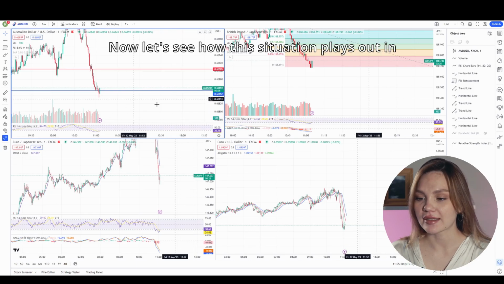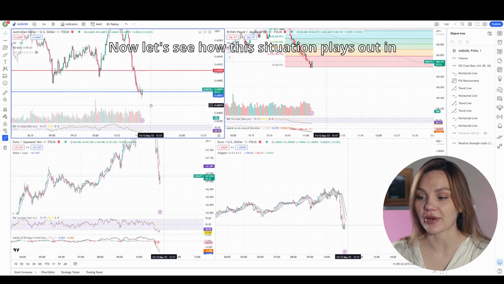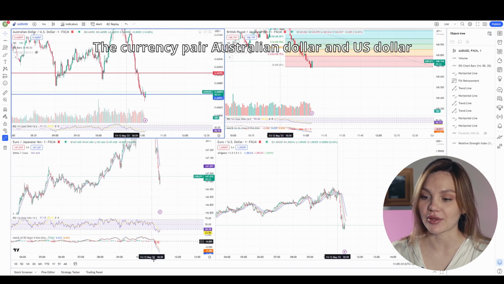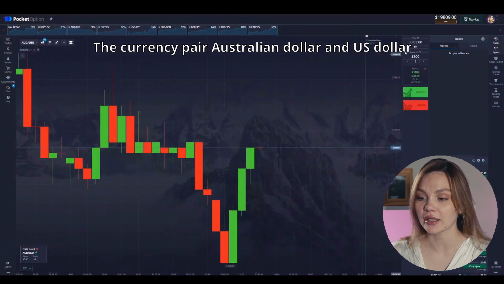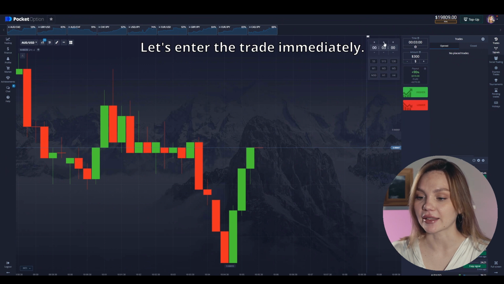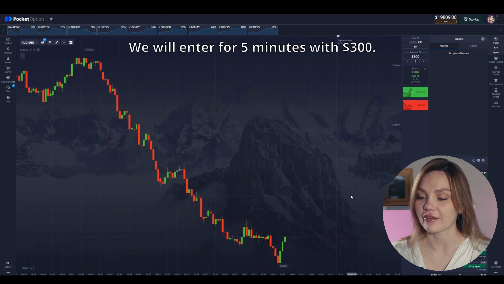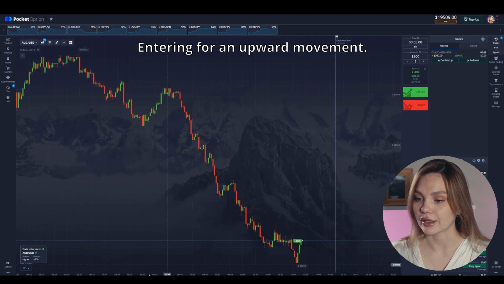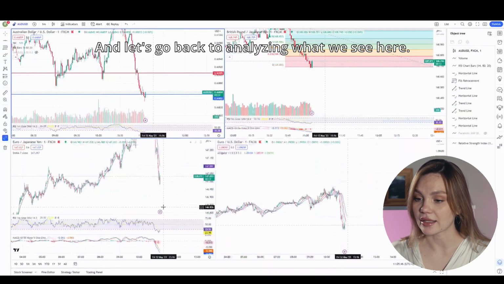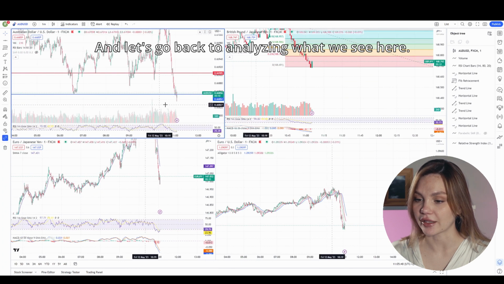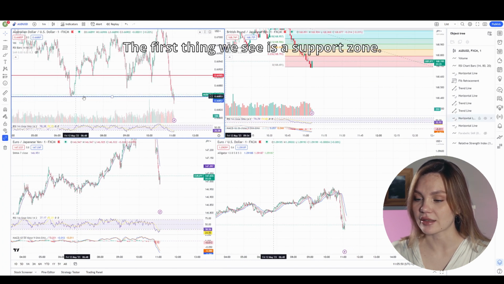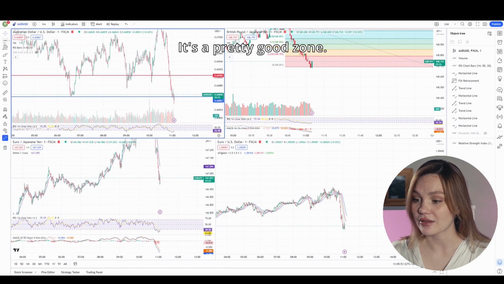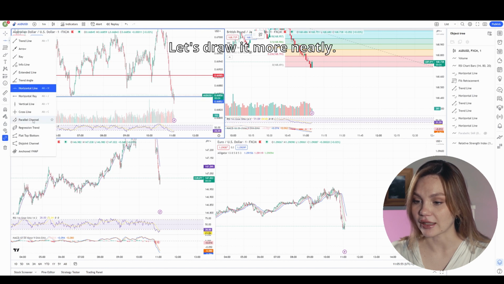Now, let's see how this situation plays out in practice. The currency pair Australian dollar and US dollar, let's enter the trade immediately. We will enter for 5 minutes with $300, entering for an upward movement, and let's go back to analyzing what we see here. The first thing we see is a support zone. It's a pretty good zone. Let's draw it more neatly.